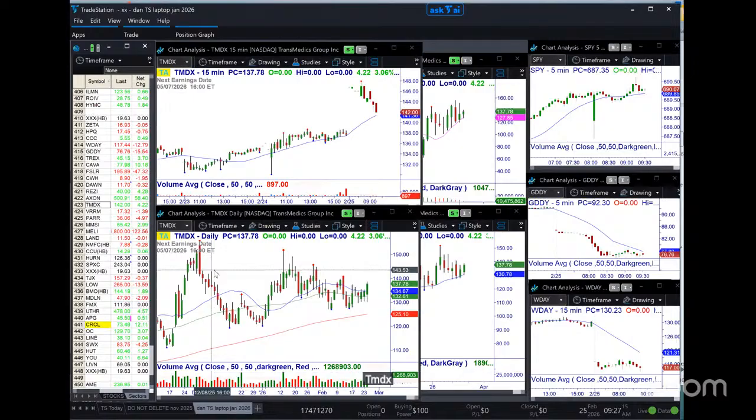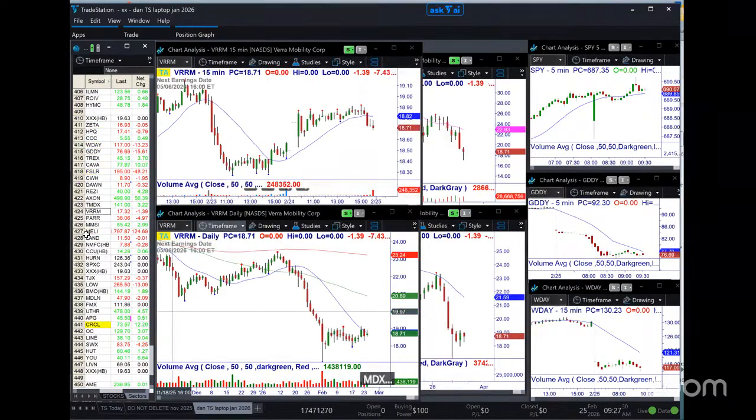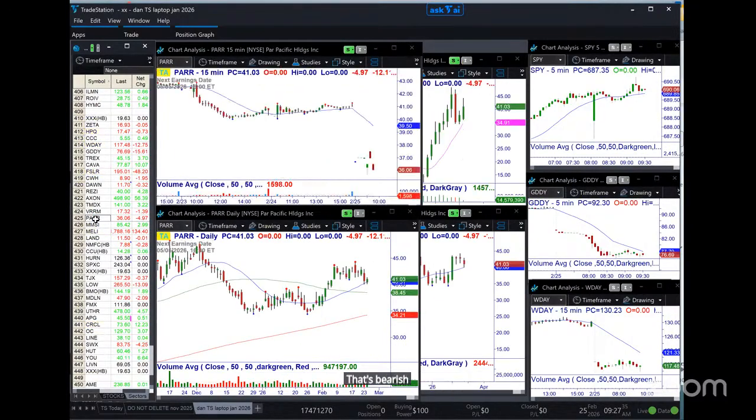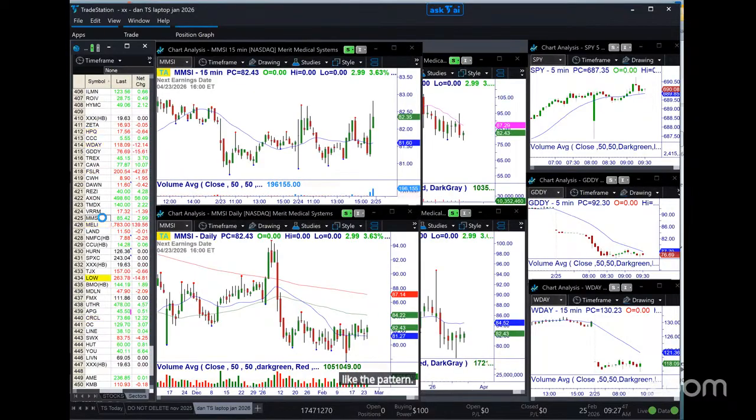TMDX 142. I don't like the overlapping bars, but a put spread idea. TMDX. Maroon shows it down. I don't see any prints though. That's a bearish gap. Gap in a 36, bottom of the range. Like the pattern. This is a potential inverse head and shoulders.